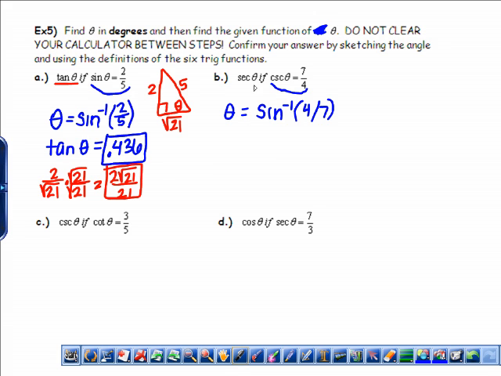All right, how are we going to find secant of theta? Okay, secant of theta is going to be equal to 1 divided by cosine of that theta. And we can do all of this in our calculator.